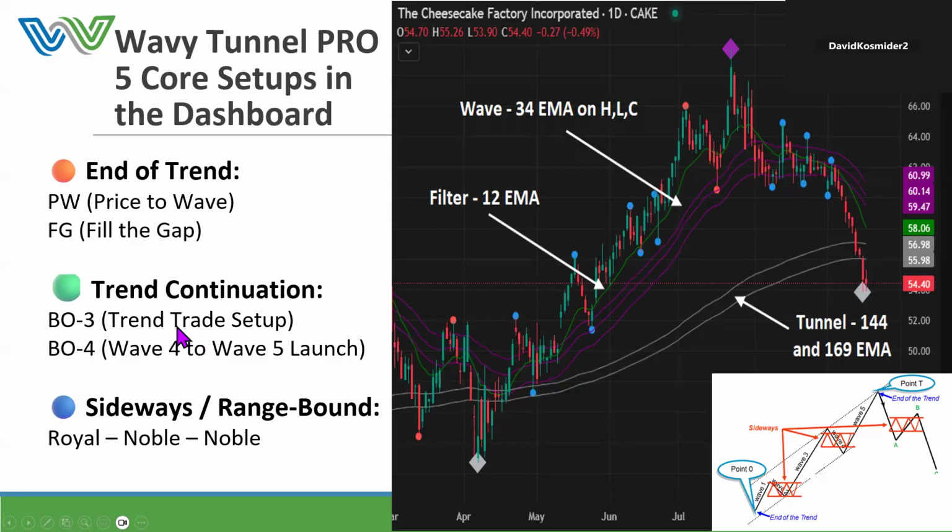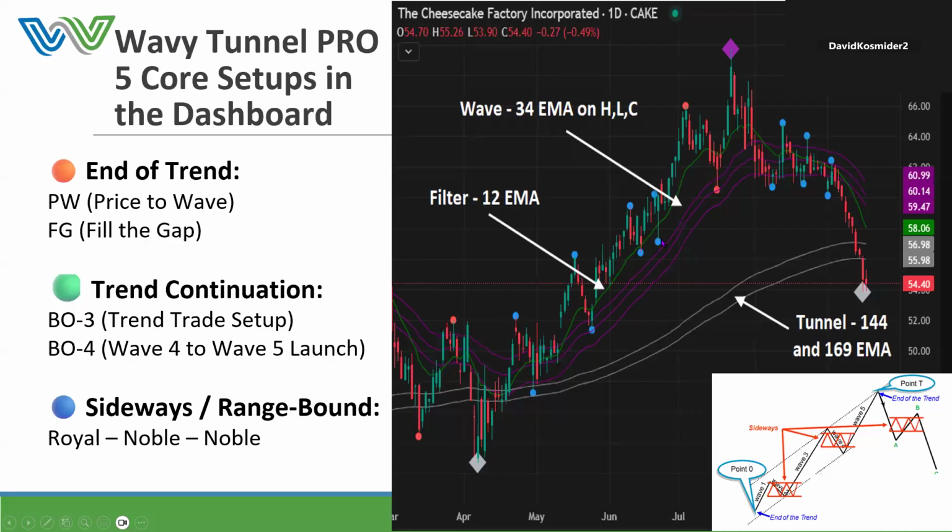Breakout 3 is another trend continuation, a trend trade setup, but the breakout 3s occur during the wave 3 moves or during the strong trend moves. It's a breakout setup that happens in this phase of the market cycle, in the trend phase. So right here, and right here. And whenever price goes into the wave, or if it's a steep trend, it goes into the filter, that's your breakout 3 trade. And the scanner can scan for breakout 3 trades as well.